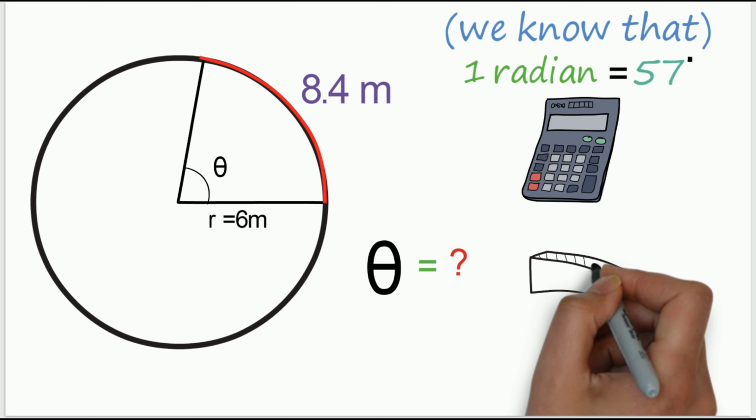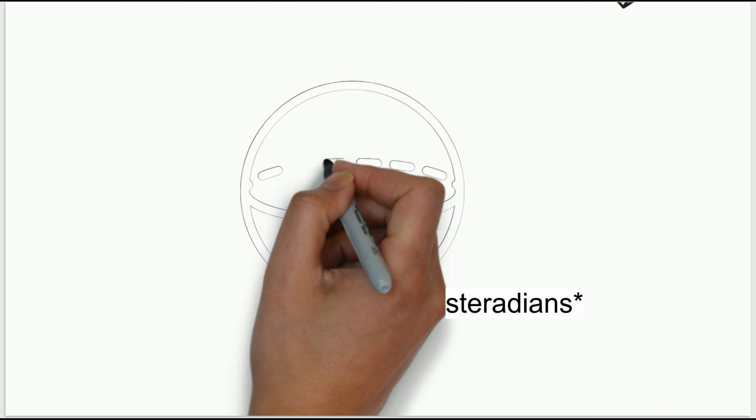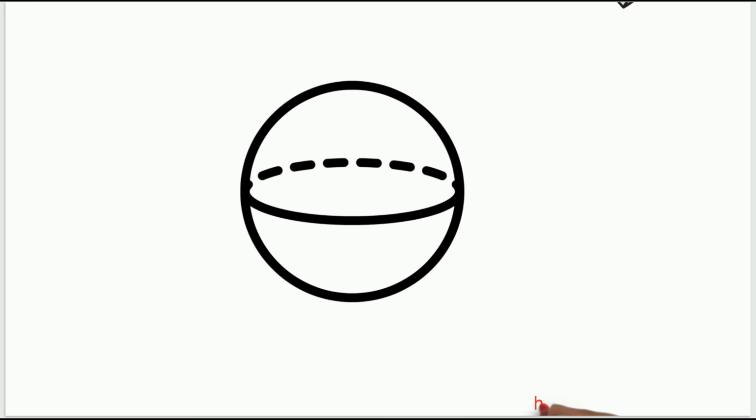Okay, moving on to the second and final question. How many radians make up one sphere? You can check your answers with the ones given in the description below.